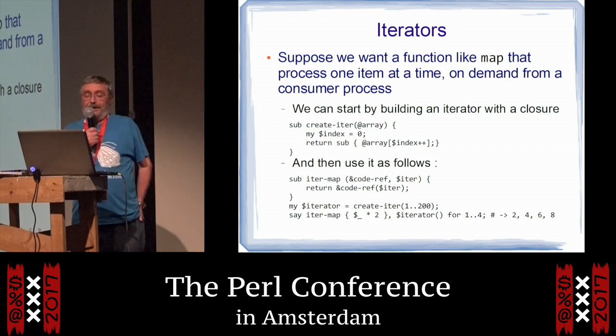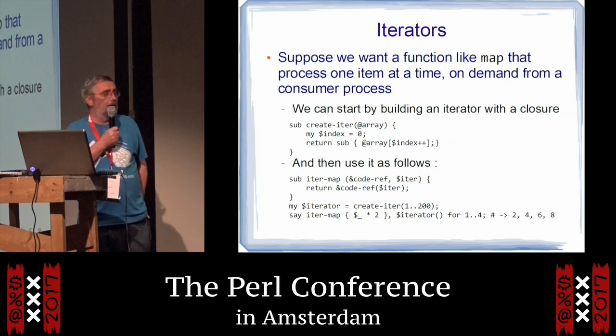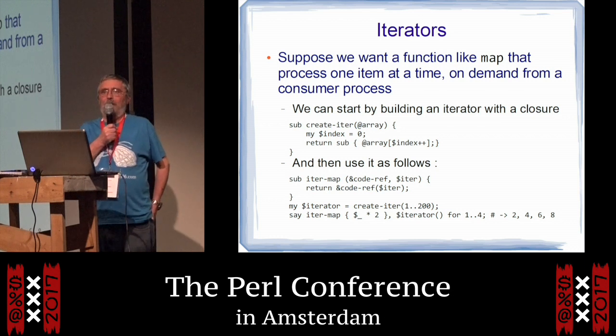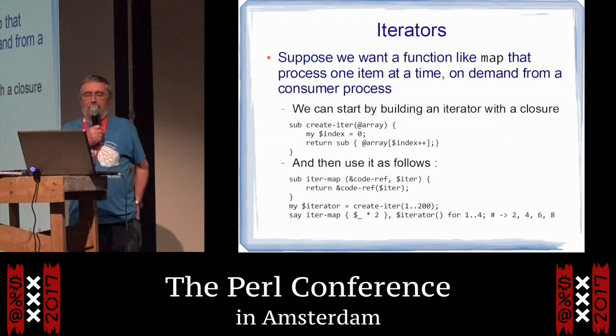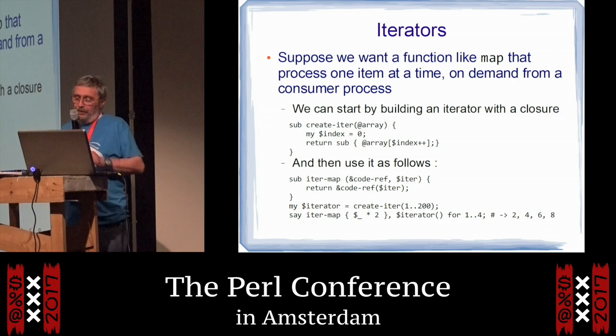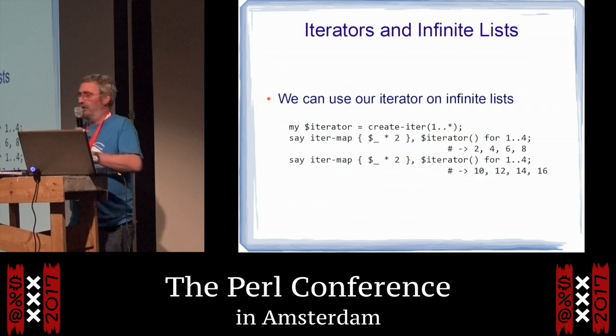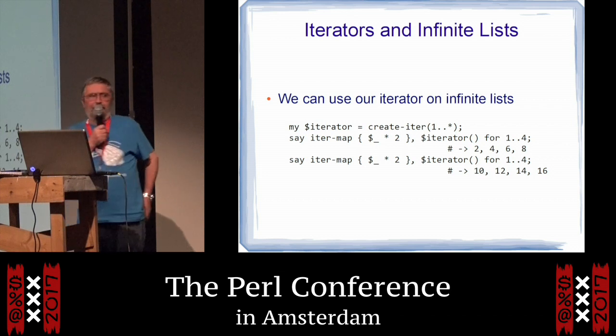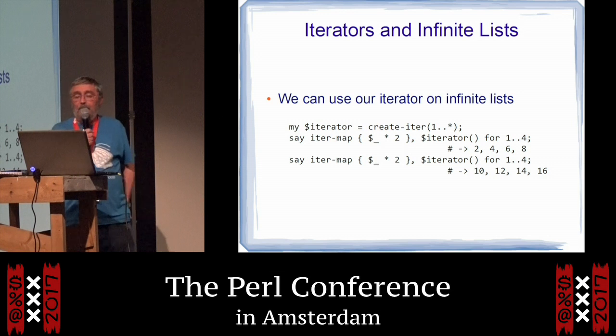So this thing is like map, but it's doing one at a time whenever I need one. And the reason for doing that, that's very interesting, is that I can then use the iterator on an infinite list. So here, the first code line says, my iterator equals create iter one dot dot star. That means I'm really creating an iterator from one to infinity.